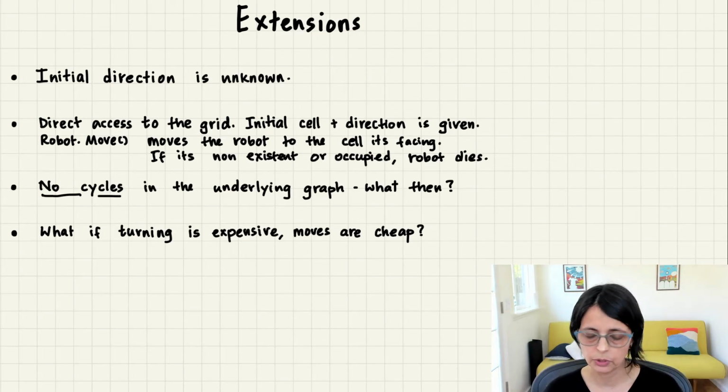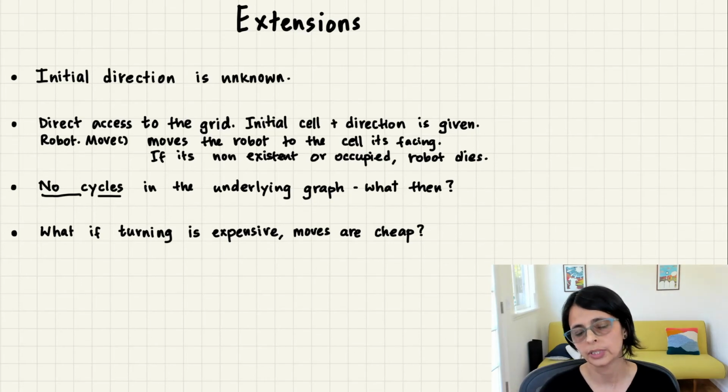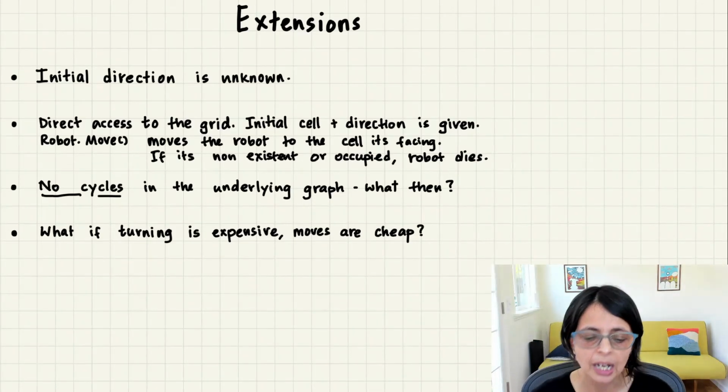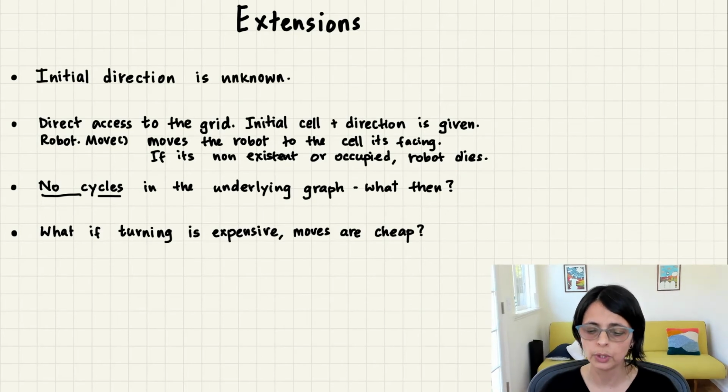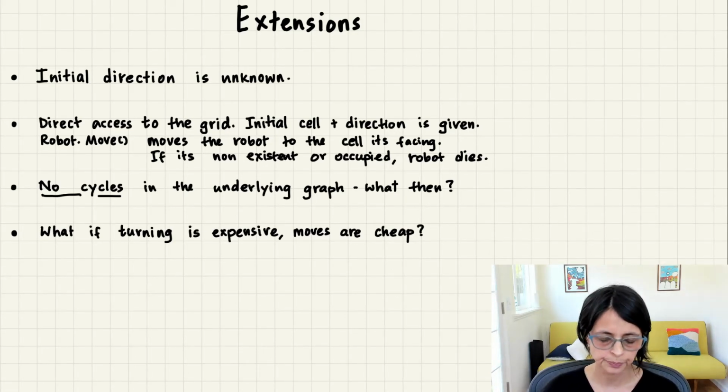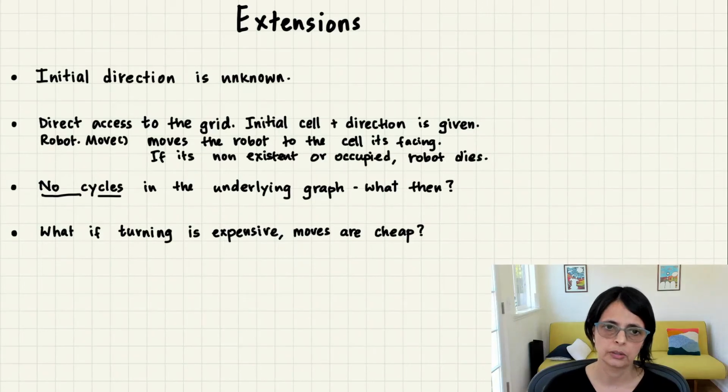So here's an extension for you to try. Direct access to the grid. You have the initial cell ID, you have the initial direction, and robot.move moves the robot to the cell it's facing. If the cell is non-existent or occupied, the robot will break and die. So because you have direct access to the grid, do your own homework and try not to move the robot to some place that doesn't exist or is occupied. And of course, assume that the grid is 0, 1, where 0 is a free cell and 1 is an occupied cell.